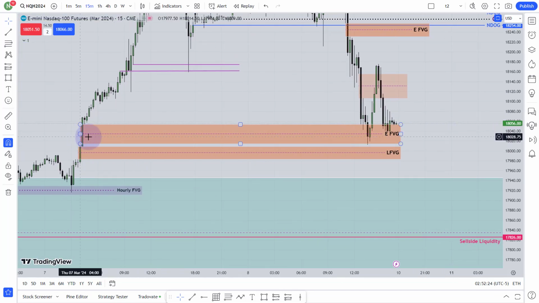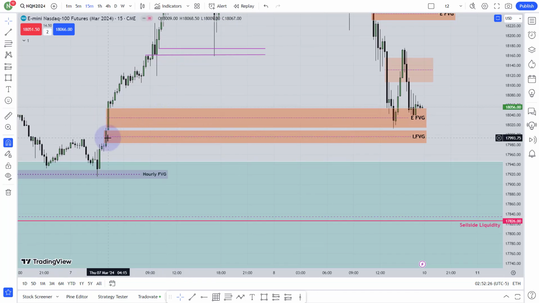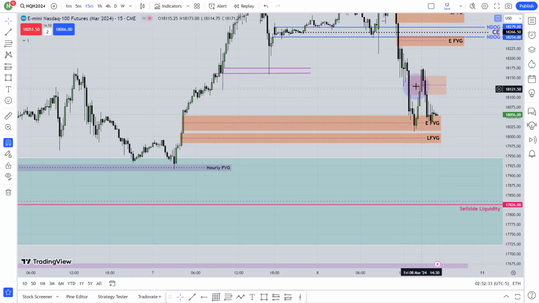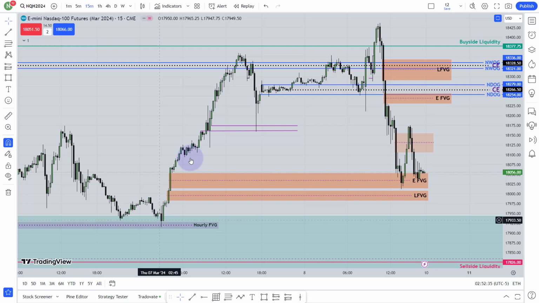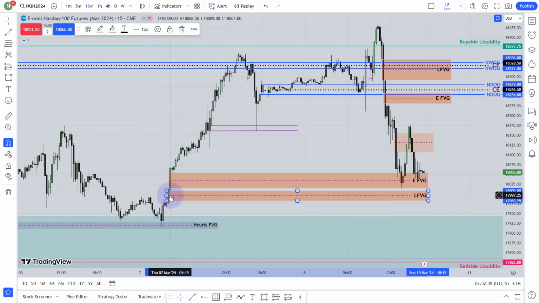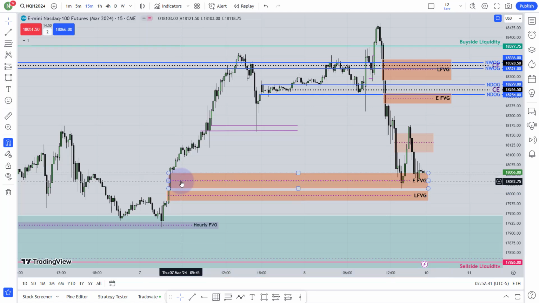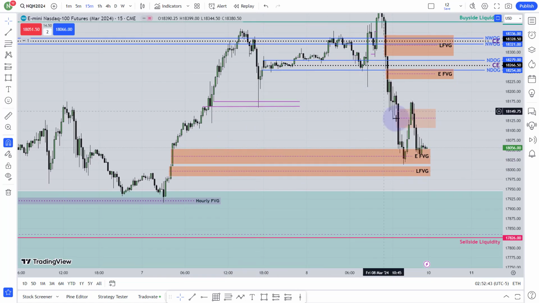So market started to fall until it reached here. This is the entry fair value gap from the 15-minute chart. This is the last fair value gap from the 15-minute chart. Anybody has any confusion about that? Look at this run, okay? From here to here. See, this is the last fair value gap from the 15-minute chart. This is the entry fair value gap of the 15-minute chart. What is the difference between the entry fair value gap and the last fair value gap?